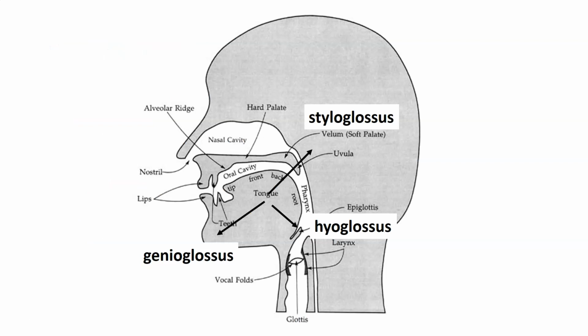In terms of a visual image across our mid-sagittal vocal tract, the relative direction and effective action of the styloglossus, superior and posterior, hyoglossus, inferior and posterior, and genioglossus, inferior and anterior, are highlighted here.